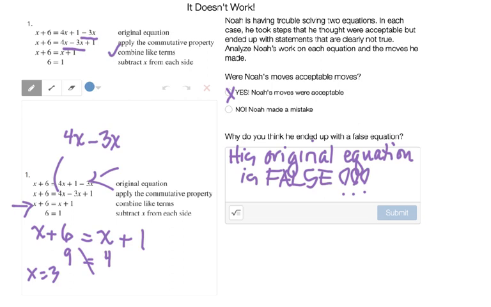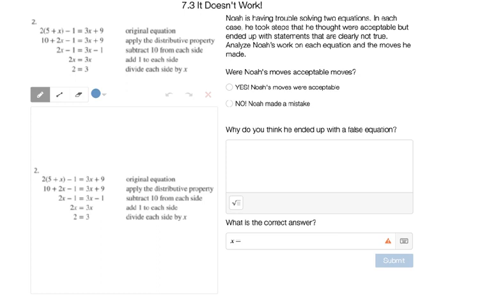We did not do this one today in class. So this one is for added bonus, just to give you a little bit more information. All right. Still having trouble solving equations. He thought that he did everything right. And again, he ended up with 2 is equal to 3. So let's take a look at each one.